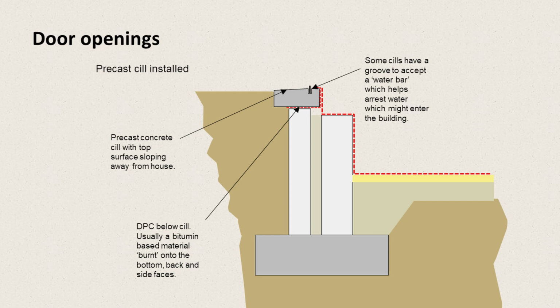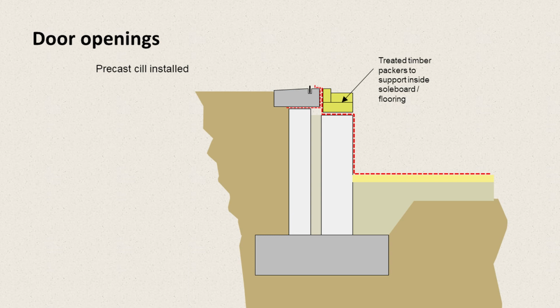Into the top there is sometimes a water bar, which is a little groove within the concrete in which a metal bar can be placed, and that helps to stop any water being blown back into the building. Internally, because we've got a little bit of space to make up, we would put treated timber packers, and they're sitting on top of the DPC, so there's no possibility of them getting wet, and they help to support the flooring sole board for the door.